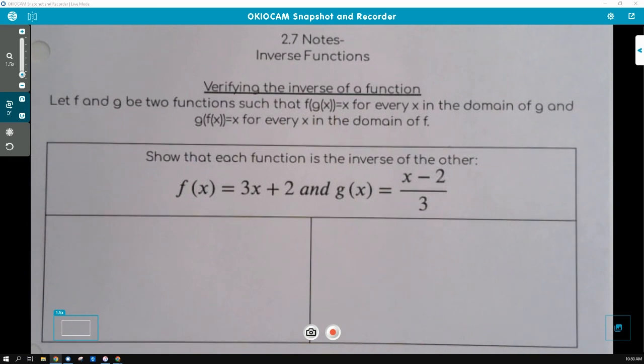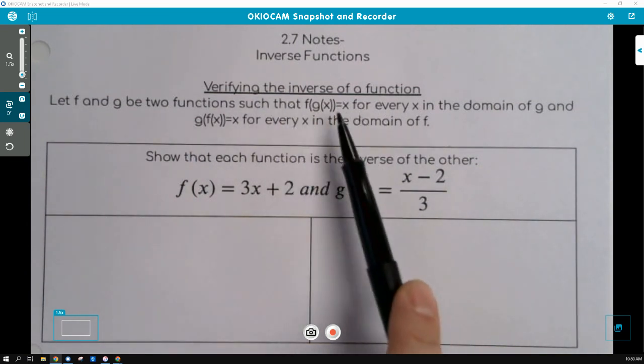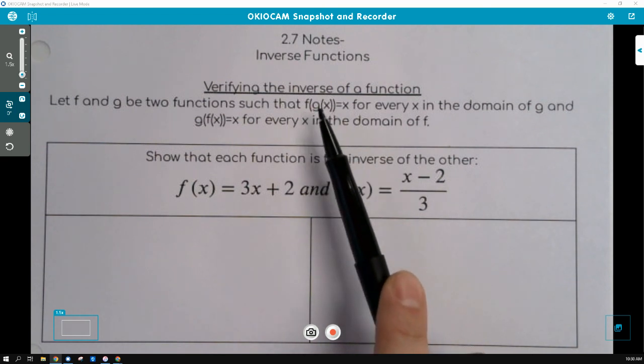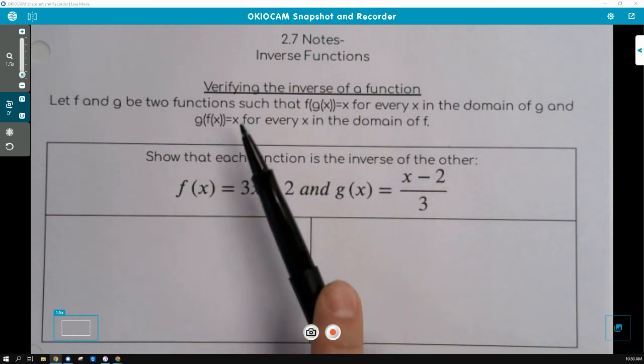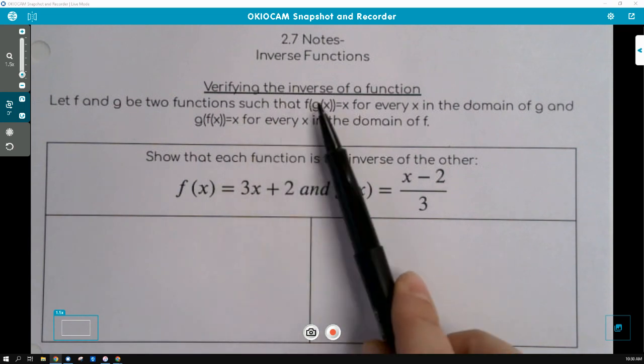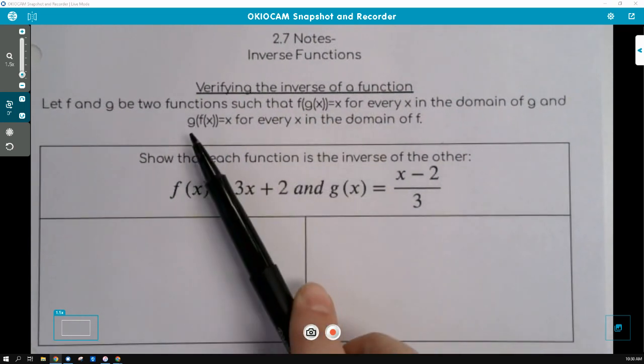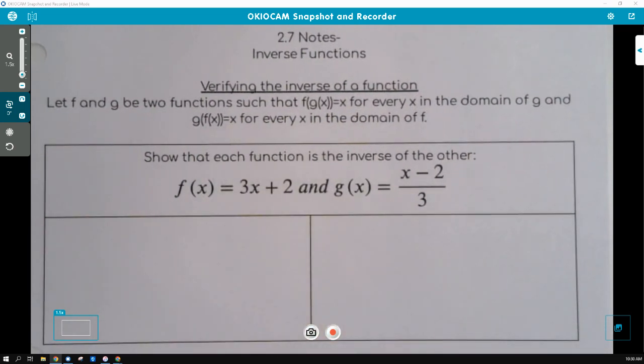So, to verify that a function is an inverse of another function, we find f of g of x and g of f of x. F of g of x has to equal x, and g of f of x has to equal x. So that's what we did in 2.6c, that composition of functions.